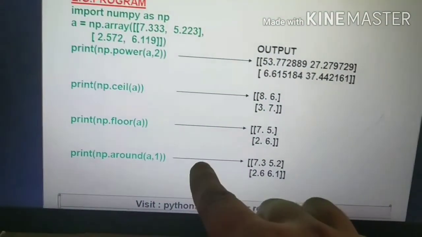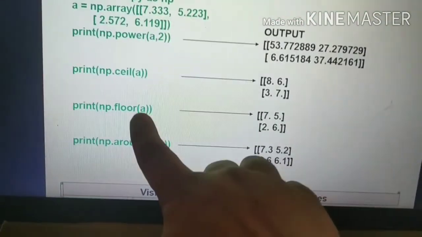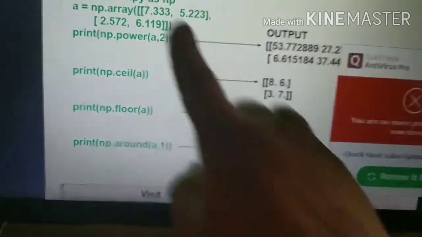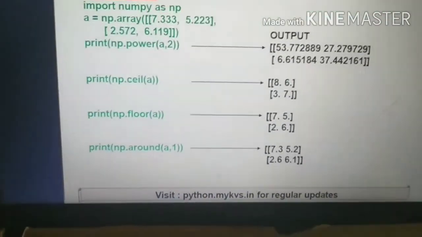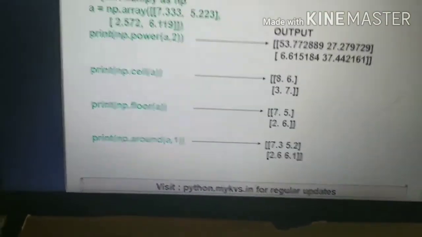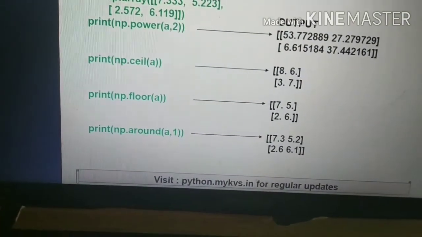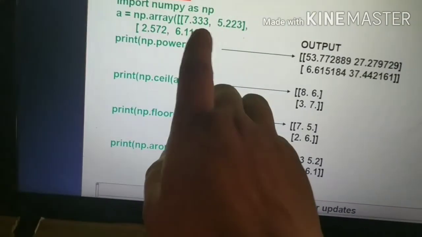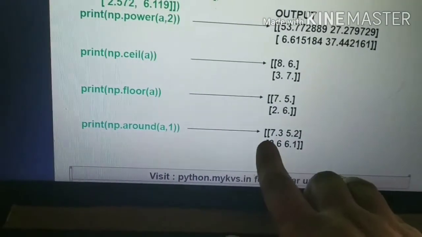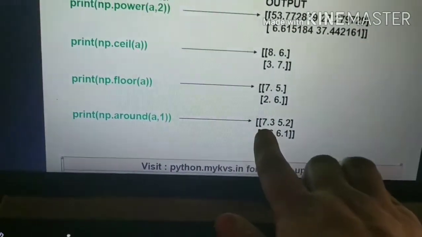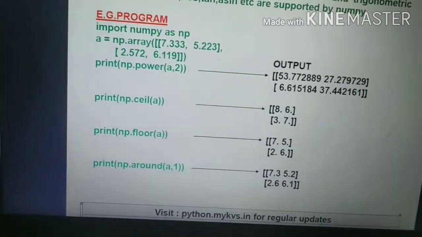The floor is actually the opposite of ceil. It will give you the smaller one. 7.333, it will give you the smaller one: 7 means 7, 5, 2 and 6, like that. The round function is used to round it off. 7.333 has digits after the decimal, and since it is written a comma 1, it will round it off till only one digit. So 7.3.